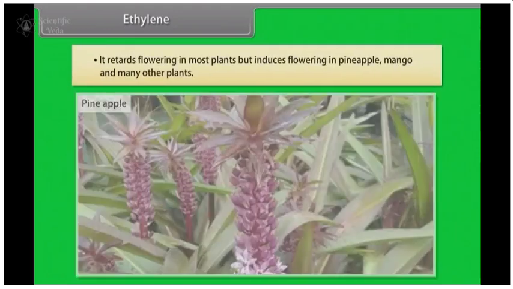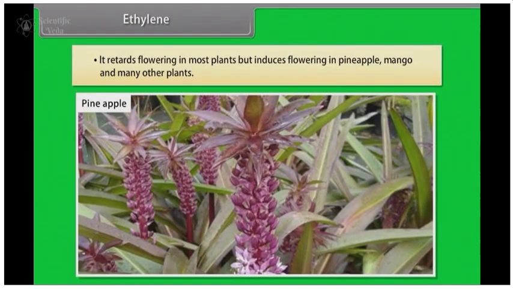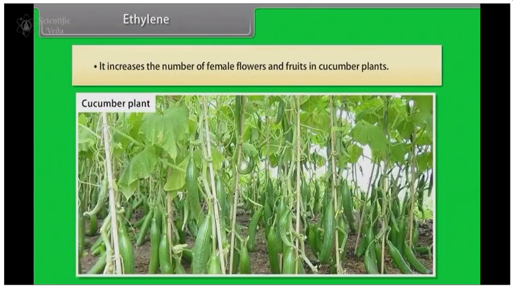It retards flowering in most plants but induces flowering in pineapple, mango, and many other plants. It increases the number of female flowers and fruits in cucumber plants.